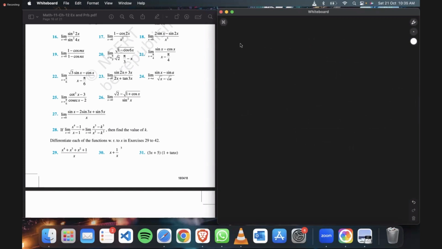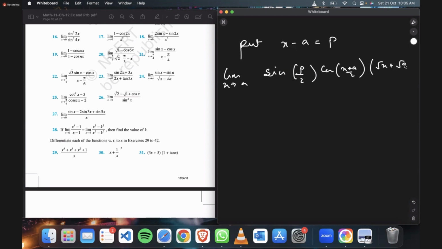Yeah. So if I put x minus a is equal to p, what happens is I'll be getting the equation as such: sine p by 2 cos (x plus a) by 2 times (under root x plus under root a) whole divided by p. All right. Now, what can I do? What if I just give it a multiplication by 2? Yeah. So I'll divide this by 2 as well, and here I'll get a 2. So this sine p by 2 divided by p by 2, and limit x is tending to a.